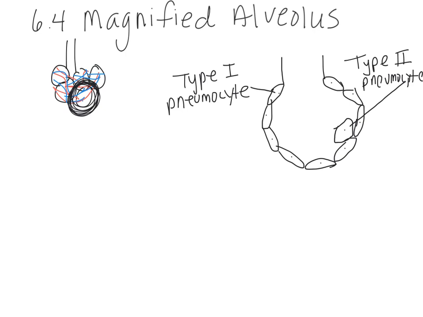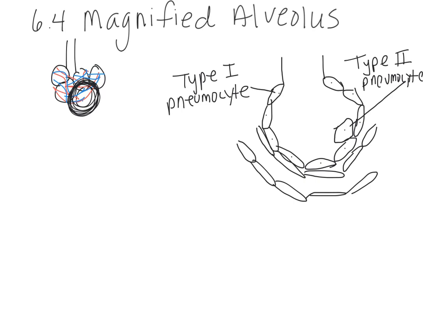Now, generally speaking, a capillary is going to follow this curvature of the alveoli. We also have to remember that capillaries are only one cell thick. So there's one wall of the capillary. Remember, the capillary is a tube, so this looks like I'm drawing a cross section of the tube. And this is a capillary.